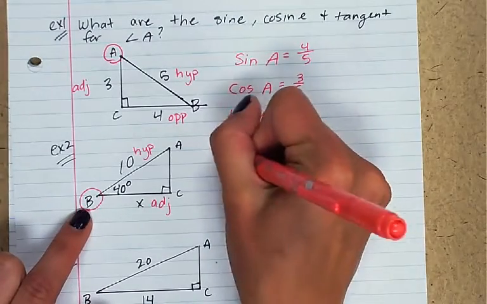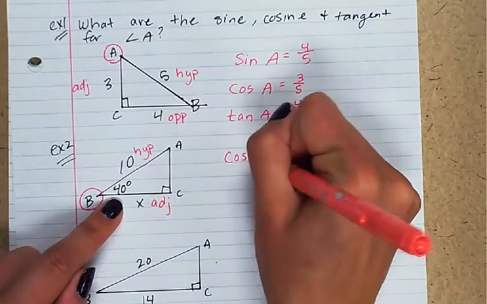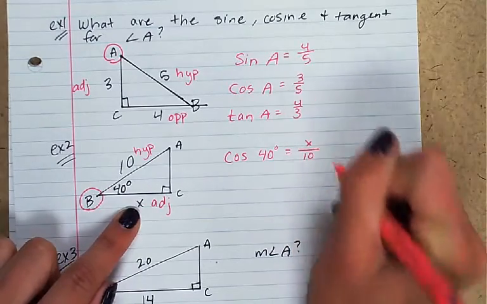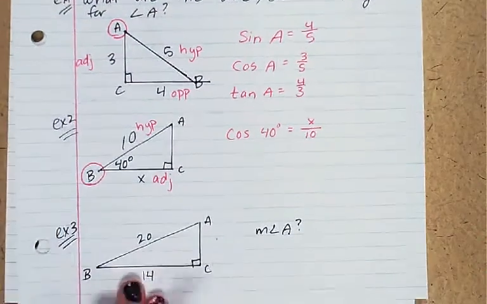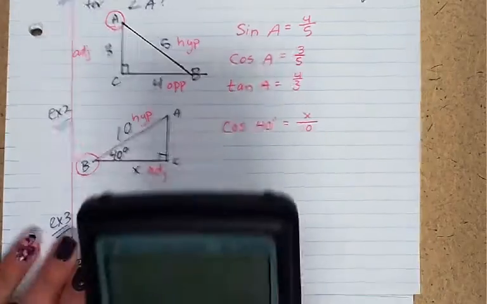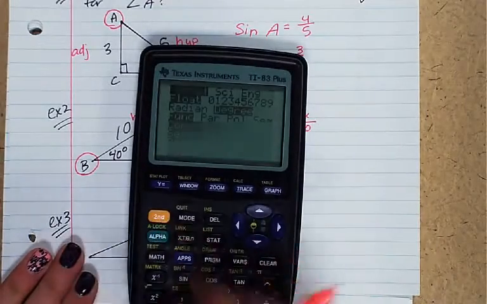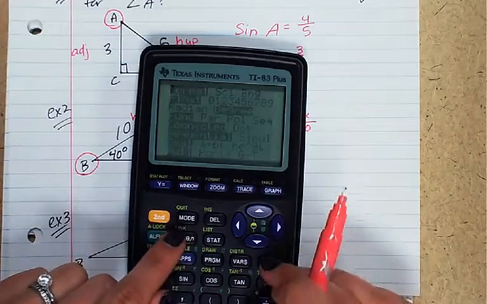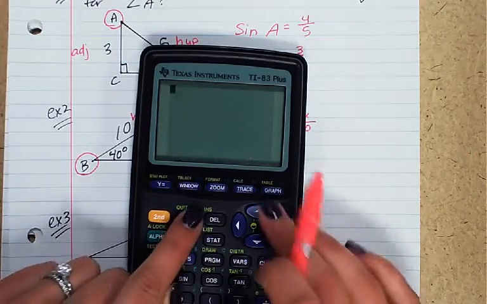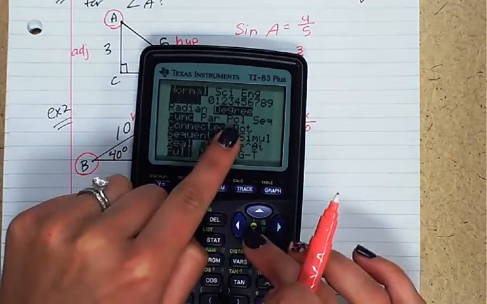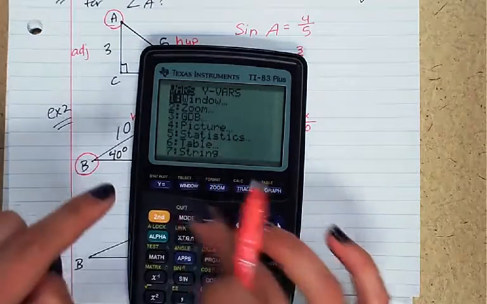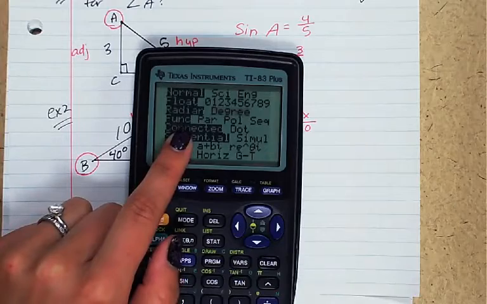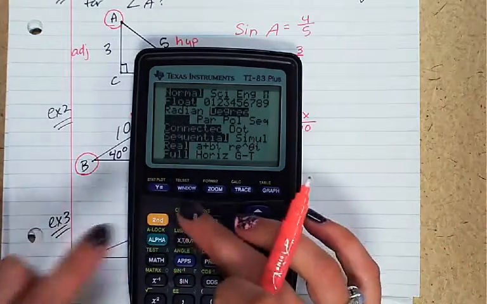I'm going to say the cosine of my angle, which is 40 degrees, equals the adjacent leg over the hypotenuse. When you do trig functions in your calculator, you need to make sure it's in degree mode. If you're using a TI-83 like I am, you hit mode, and this part here should be highlighted. You should not be in radians. If yours looks like that, you need to go down to the third line, scroll over, and select degree there.